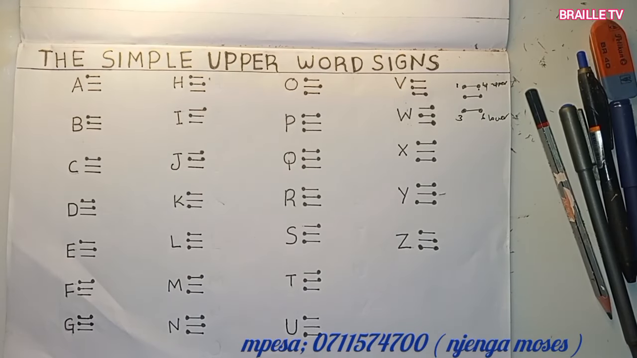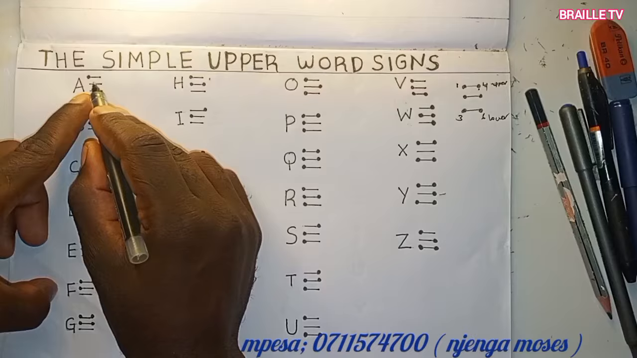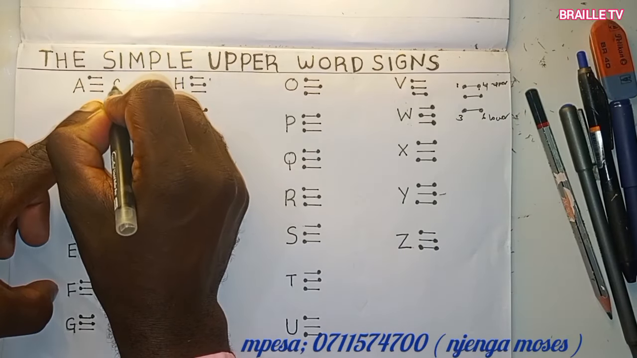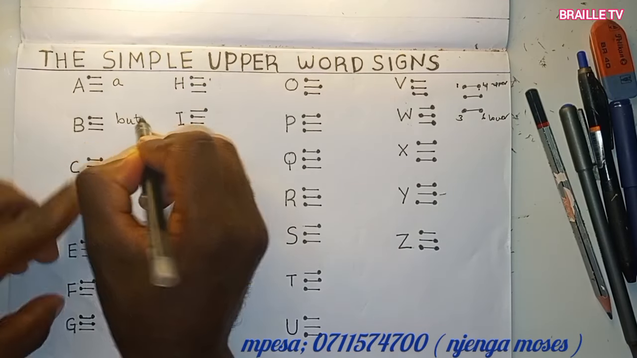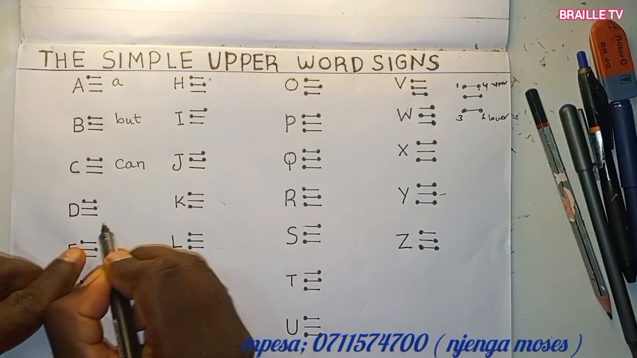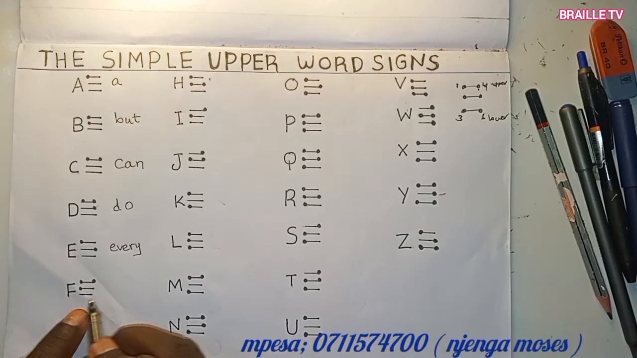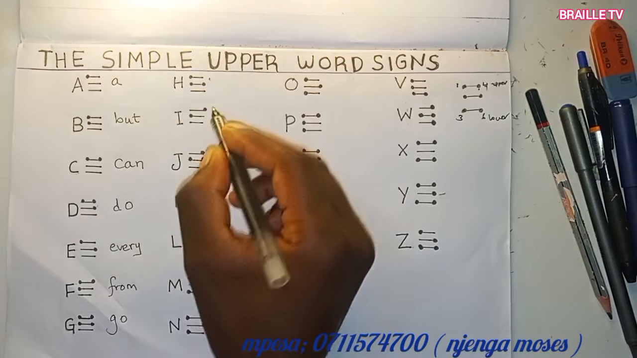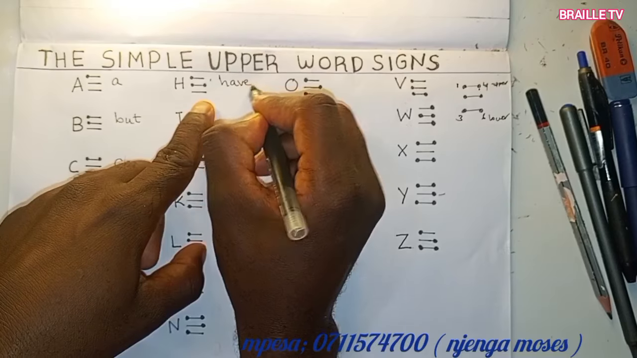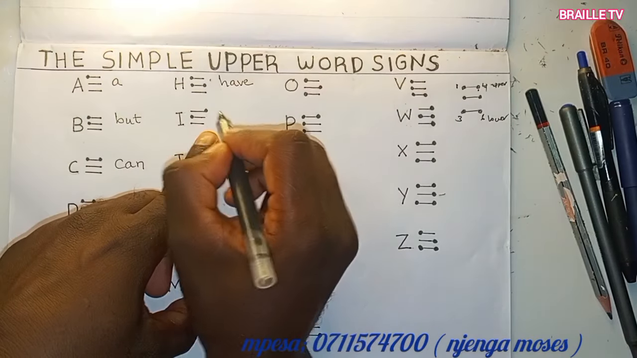are called the alphabetic word signs, but they're just the same things. Now, A is written like this. It does not have any word sign. It represents A. B represents but. C, can. D, do. E, every. Then F, from. G, go. And then H, have. So H is have. Then when you come to I, it remains I.